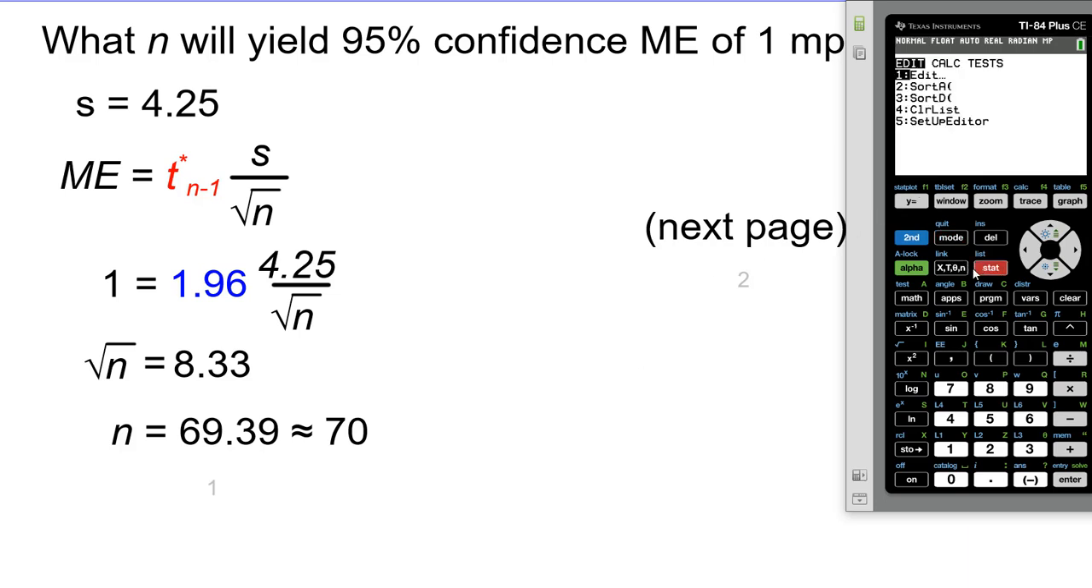Okay, stat. Hopefully it saved what I had. Not stat test. We're going to go distribution, inverse t model, whatever. 0.975, degrees of freedom. We're going to have 69 degrees of freedom because it's 1 less than our sample size, which gives us a critical value of 1.995.